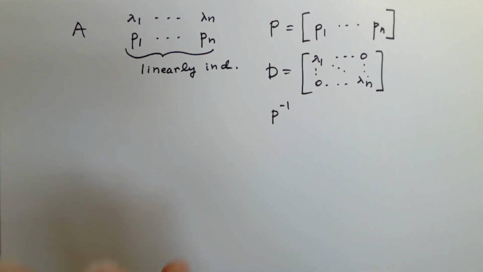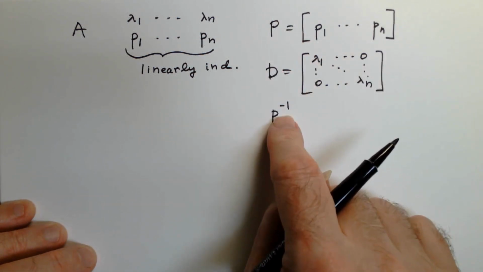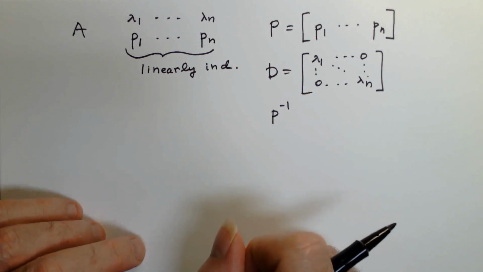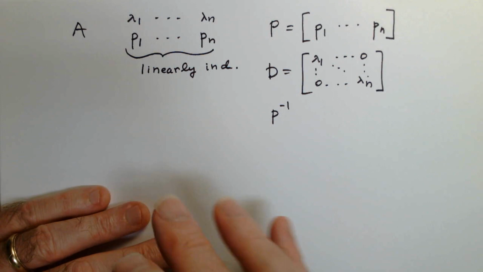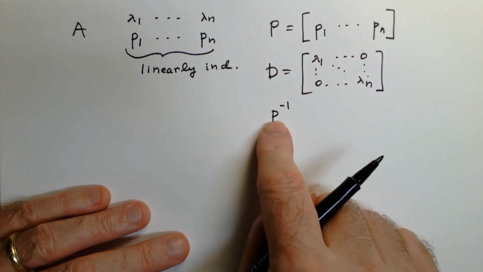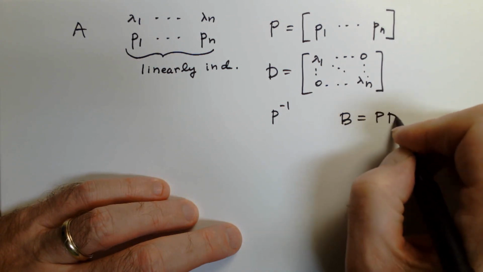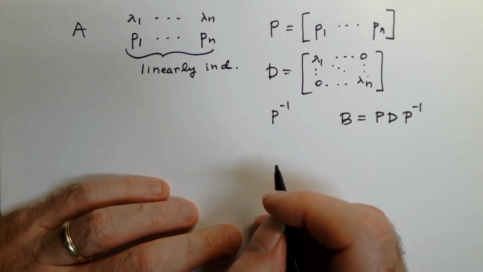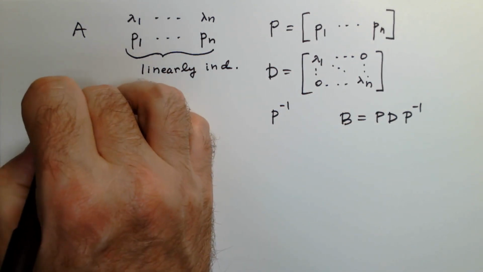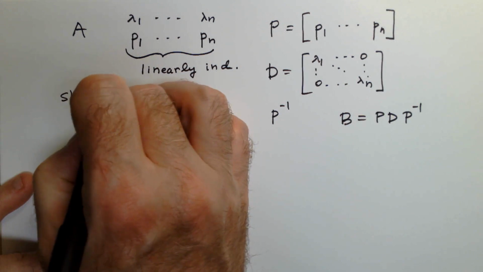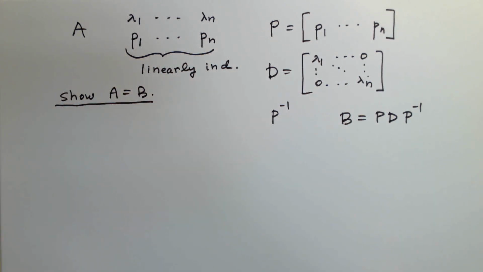Okay, now what we need to do is form the matrix product P times D times P inverse and show that that's equal to the matrix A. Now we don't know that this is equal to A. So what I'm going to do is temporarily call the product of P, D, and P inverse, that matrix B. Now we have to show that B is equal to A. All right, so that's what this problem has been reduced to.